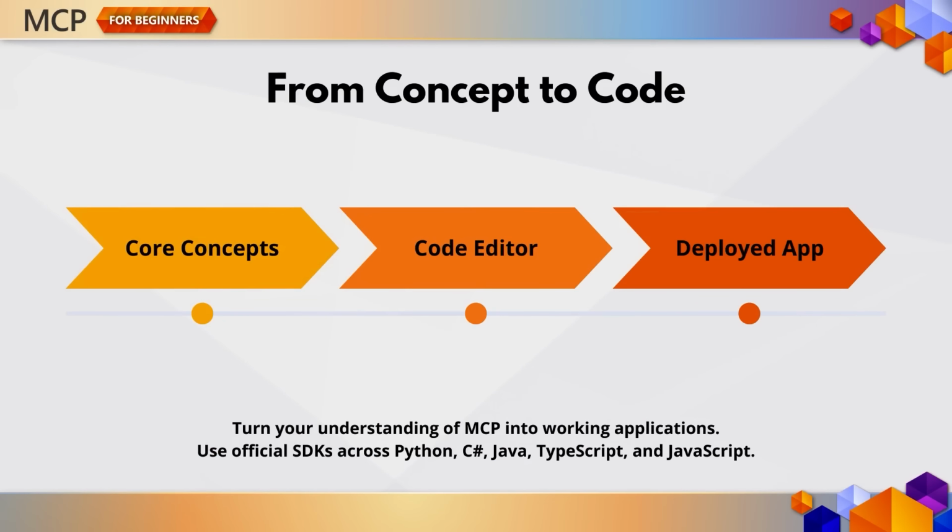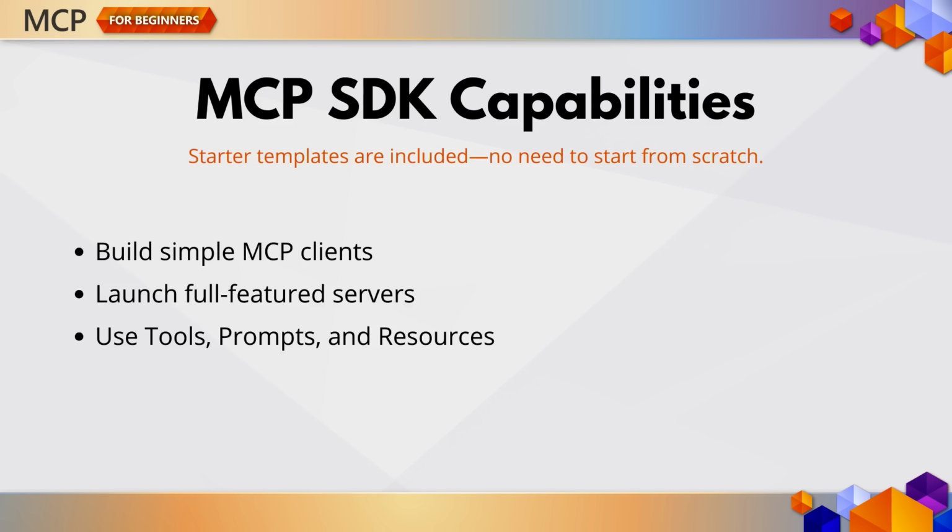The real power of MCP isn't just in understanding how it works, it's in applying it. This chapter bridges the gap between theory and practice, giving you the tools to implement MCP across multiple programming languages, using official SDKs built for C#, Java, TypeScript, JavaScript, and Python. Each SDK provides the building blocks you need. There's simple MCP clients, full-featured servers, and support for key MCP features like tools, prompts, and resources. You'll find example projects and starter templates in the MCP samples directory, so you don't have to start from scratch.